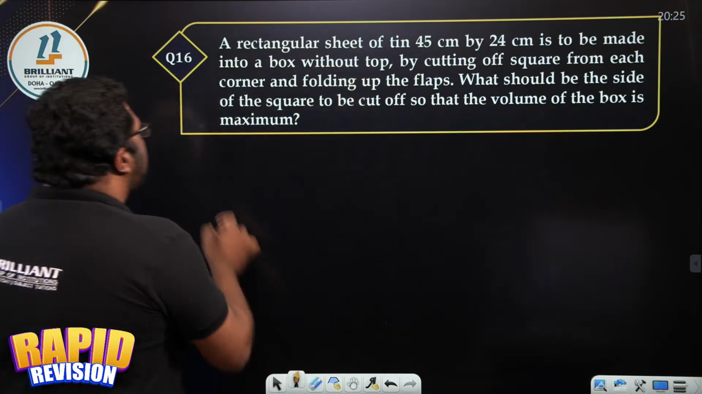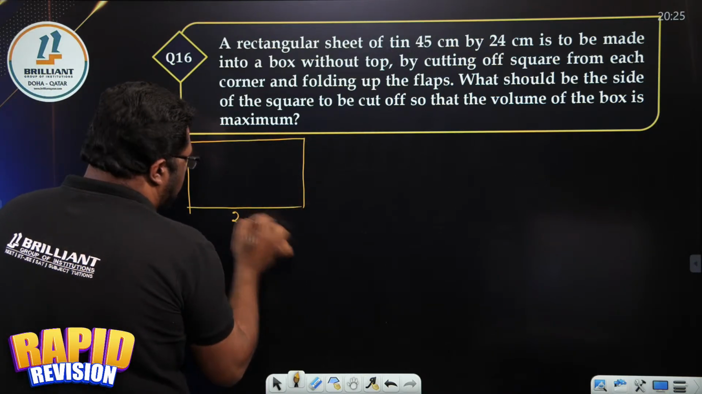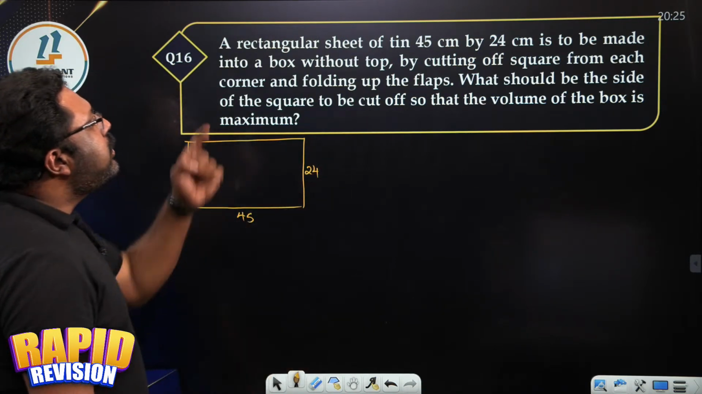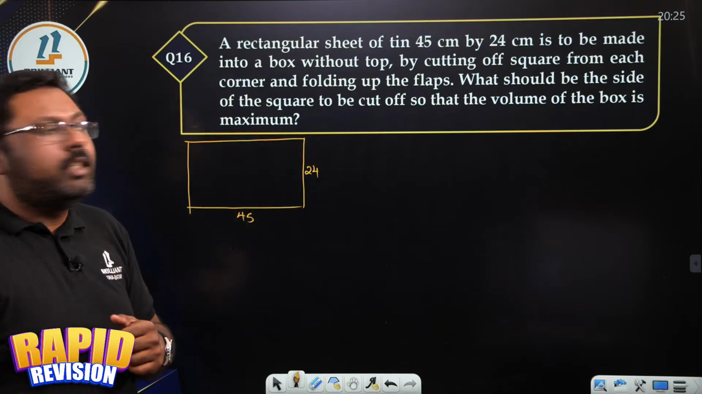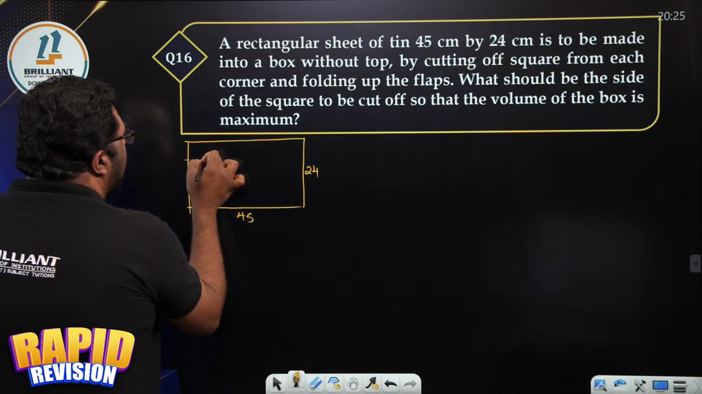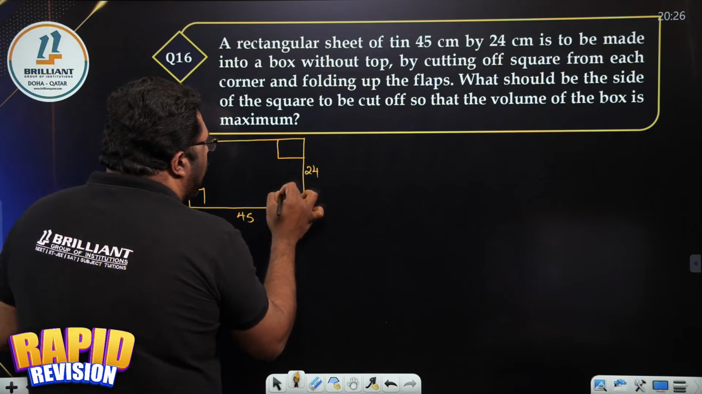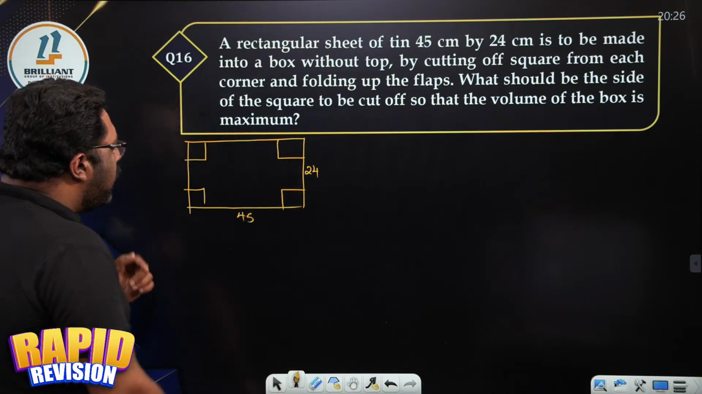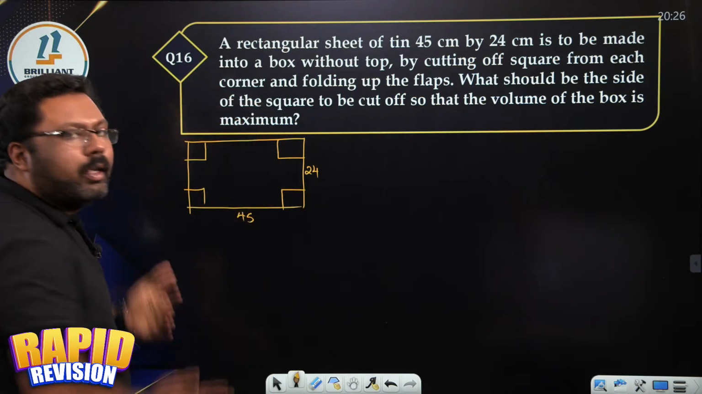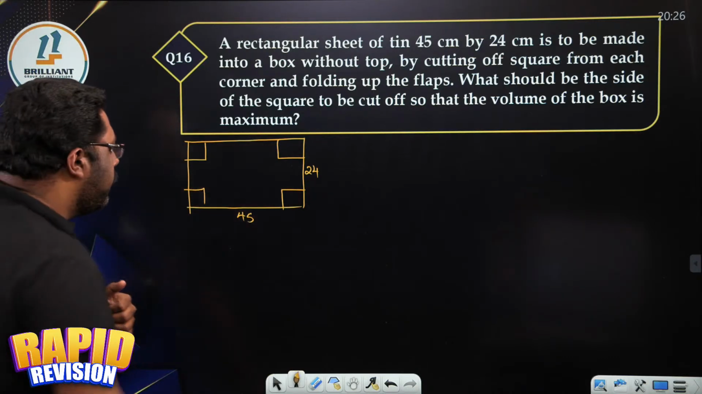A rectangular sheet with dimensions 45 by 24 is to be made into a box without a top by cutting off a square from each corner. If you cut off a square from each corner, you get a shape which looks like a plus sign. If you fold these flaps, you can see it has become a box which is open at the top.